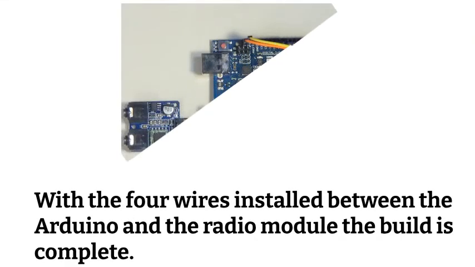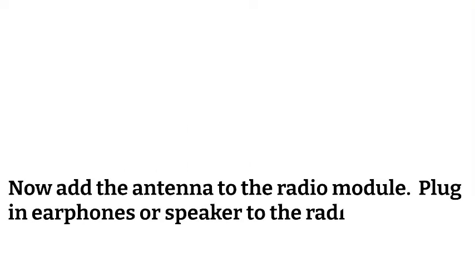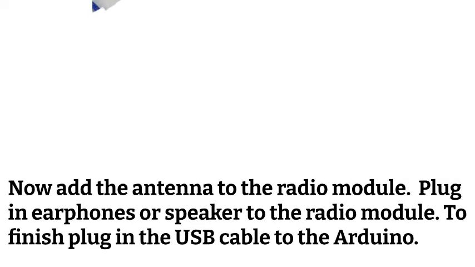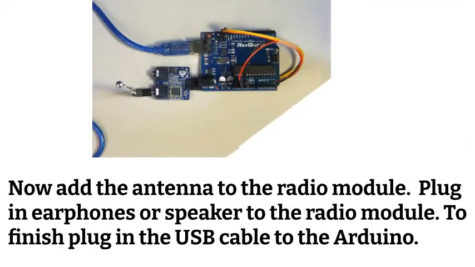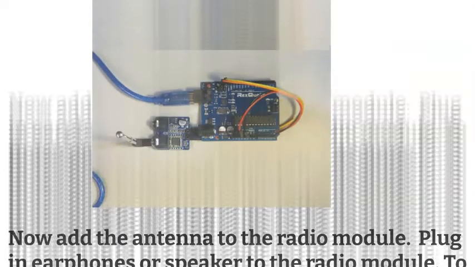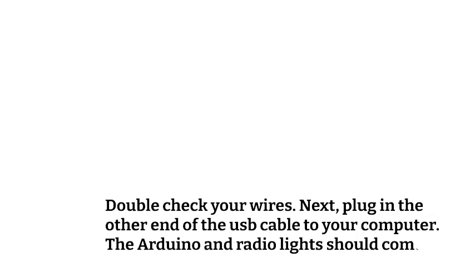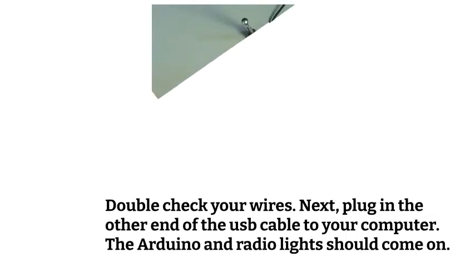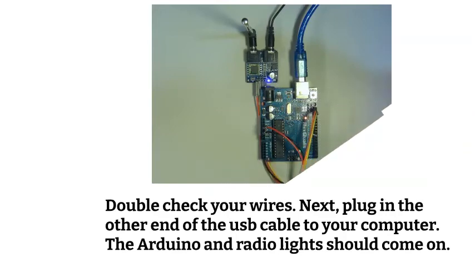With the 4 wires installed between the Arduino and the radio module, the build is complete. Now add the antenna to the radio module. Plug in earphones or speaker to the radio module. To finish, plug in the USB cable to the Arduino. Double check your wires. Next, plug in the other end of the USB cable to your computer. The Arduino and radio lights should come on.